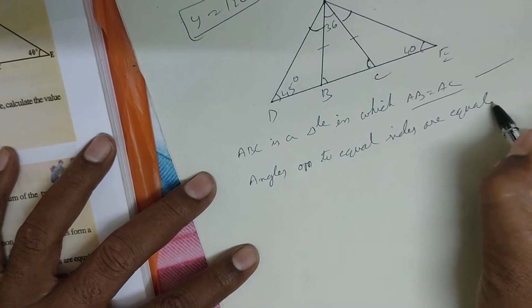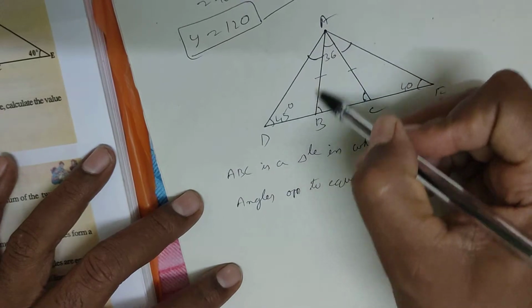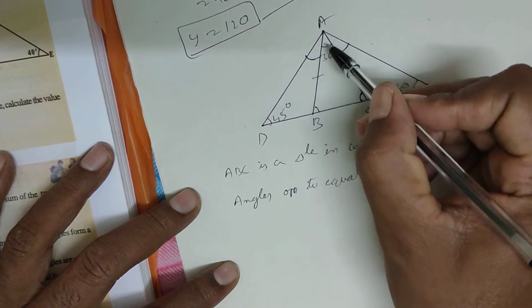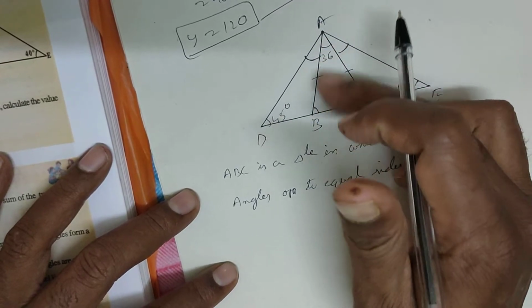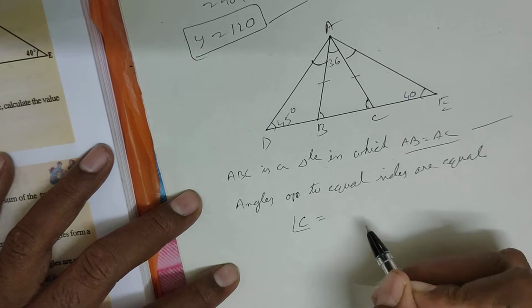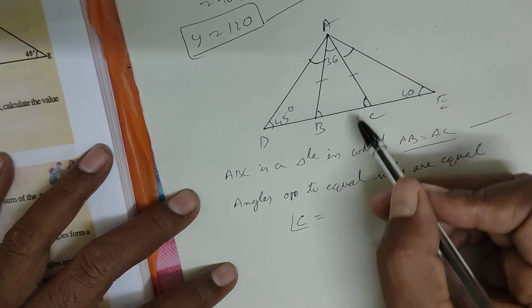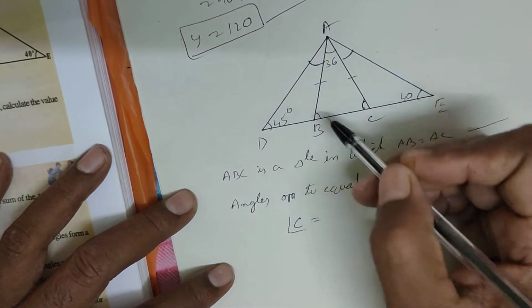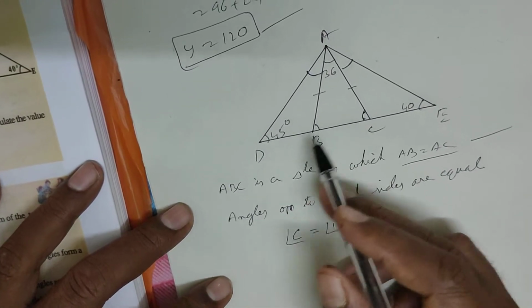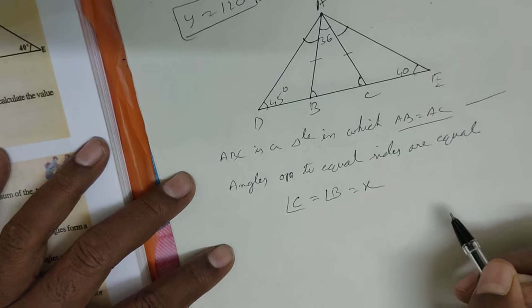By using this theorem, AB is one side. For AB, angle A and angle B are adjacent angles. Angle C becomes what? Angle C is the opposite angle. So for AC, the opposite angle becomes angle B. So angle B and angle C are equal. Assume this angle B and angle C as X.